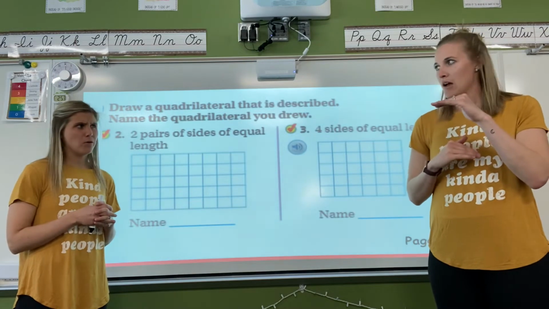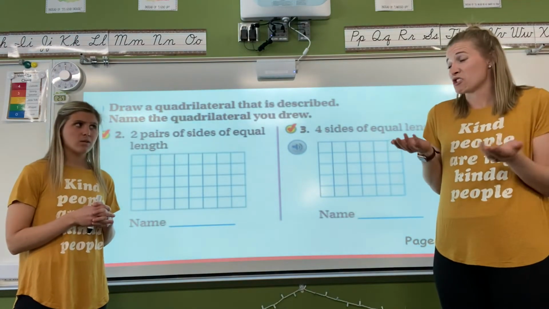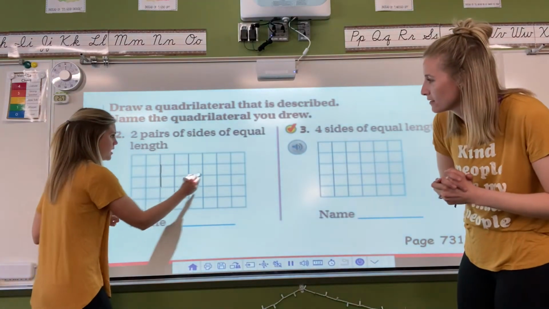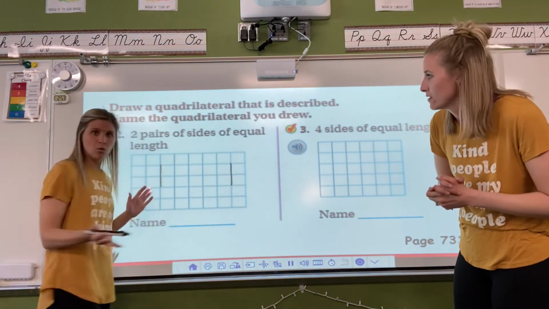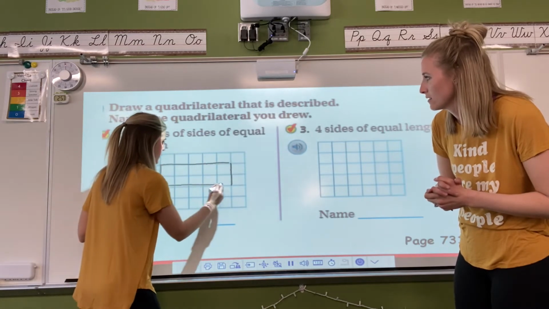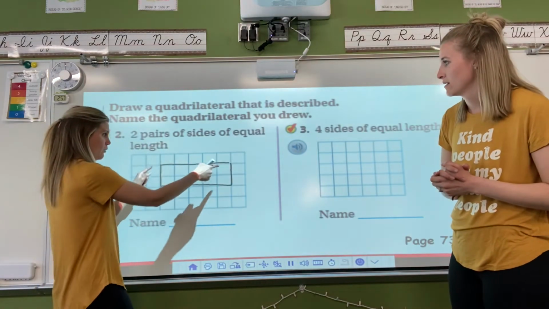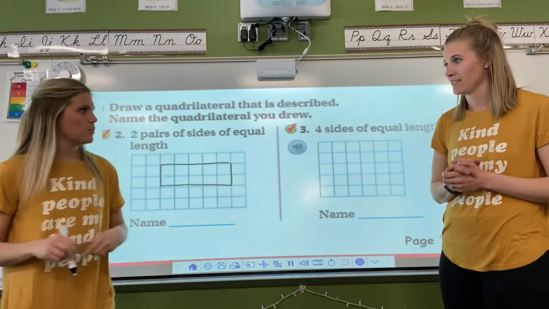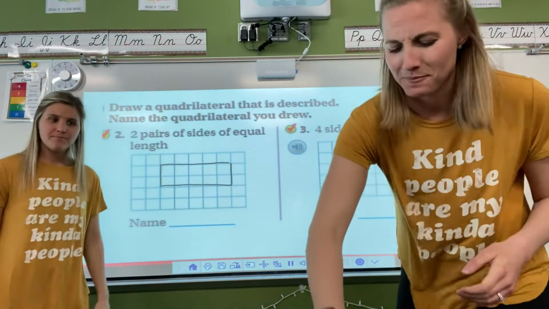But do all four be the same? No. Just the pairs, right? So I'm going to make this pair and this pair the same, and this pair and this pair the same. They're the equal length. Well, what shape did we draw? Should we call on someone? What shape is that? Well, let's do that.